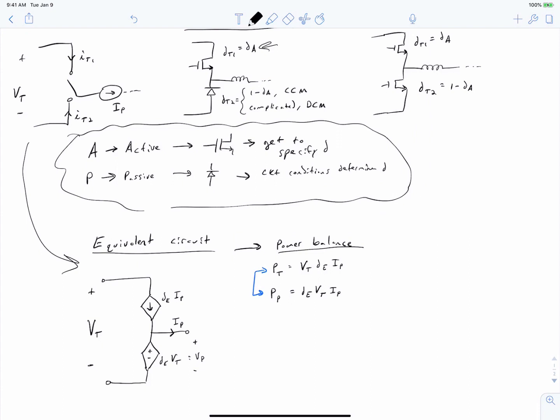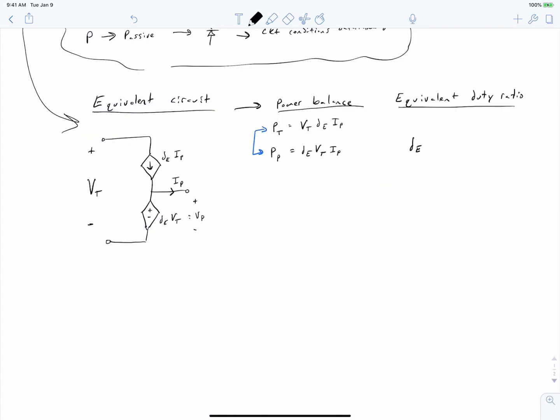Okay, so now let's talk about the strange quantity dE. dE is equal to dA, or the duty ratio of our active device, in continuous conduction mode. And it's a more complicated situation in discontinuous conduction mode. Great, so now let's apply this to analyze a converter that's operating in continuous conduction mode.